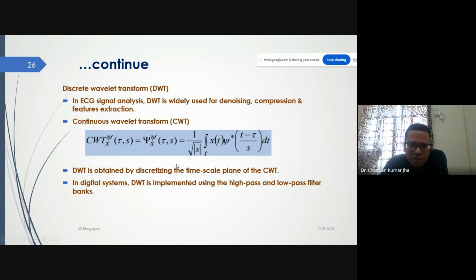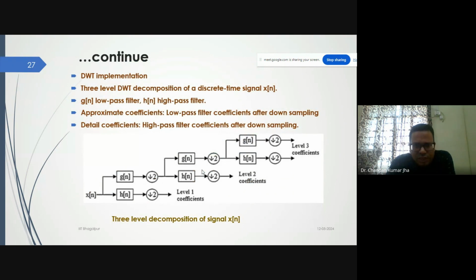So this is the formula of the continuous wavelet transform, and from this formula, the discrete wavelet transform has been developed by assuming the translational parameter and scaling parameter to be certain binary quantities, meaning powers of 2. That is the formulation point of view. But from the implementation point of view on a digital system, DWT is implemented using filter banks, which consist of a high pass filter and a low pass filter. Here in the slide I have included a 3-level filter bank for the decomposition of a signal. So 3-level DWT decomposition of a signal is shown here in the slide.